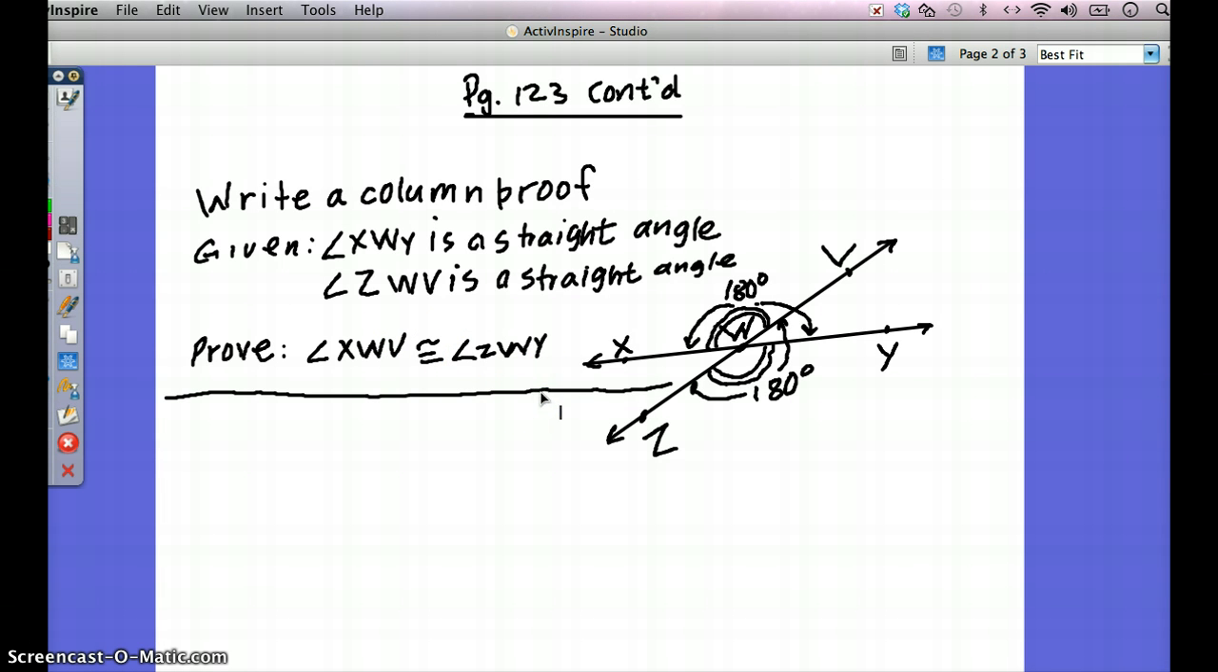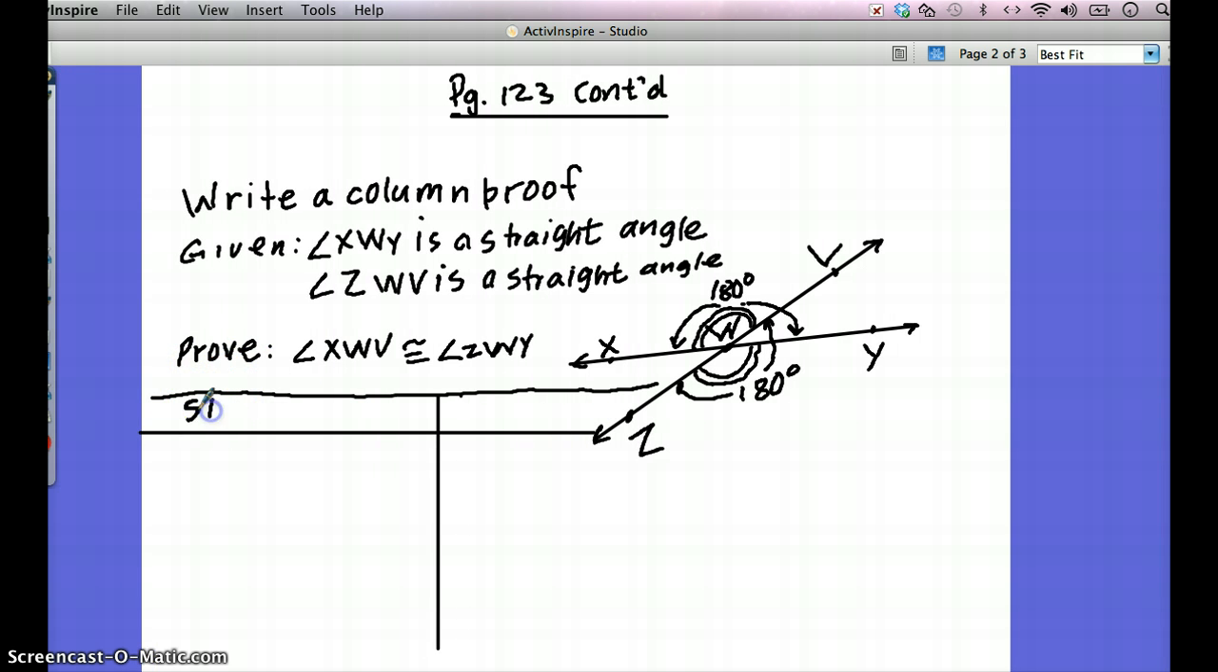So here I go. I'm going to put my statements here on the left column and reasons on the right. Statements. Left column, reasons in the right column. All right, what's going to be our first statement? I'm sure you know. It will be the given information.